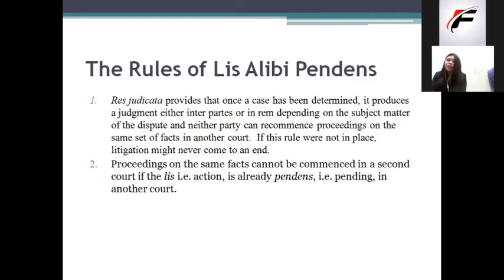The second one is that proceedings on the same facts cannot be commenced in the second court if the lis alibi pendens exists, for example when the action is already pending in another court. So when a case is already filed in one court, it cannot be filed in another court at the same time. The other court will say lis already pending. It means already pending in another court.